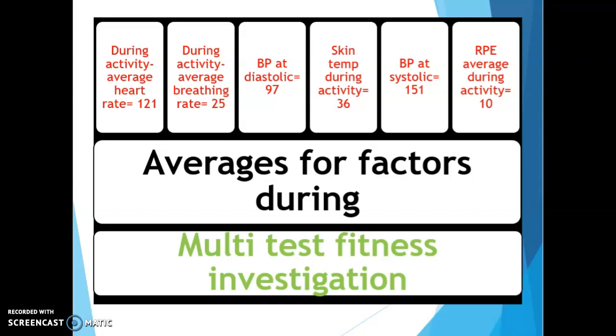This was basically a bleep test where the participants had to run from one side of the hall to the next. Each time there was increased difficulty as they had to run the same distance in a shorter amount of time. So clearly on the screen you can see that during activity the average heart rate was 121, the average breathing rate was 25, the blood pressure at diastolic, which is when the heart is relaxed, was 97.